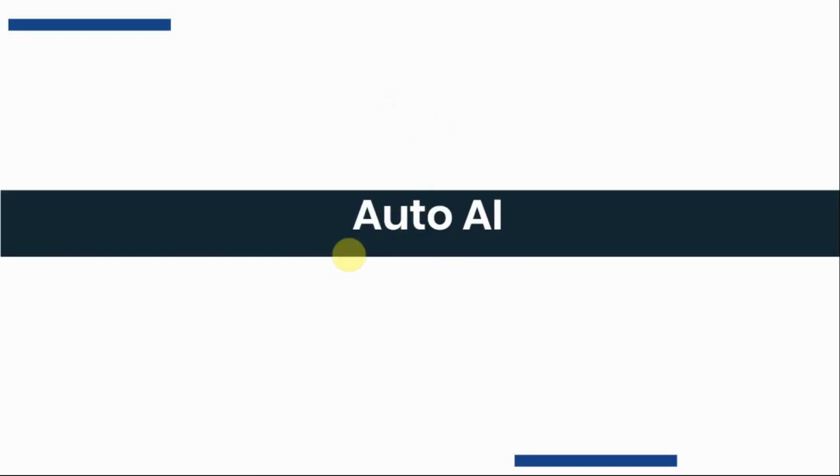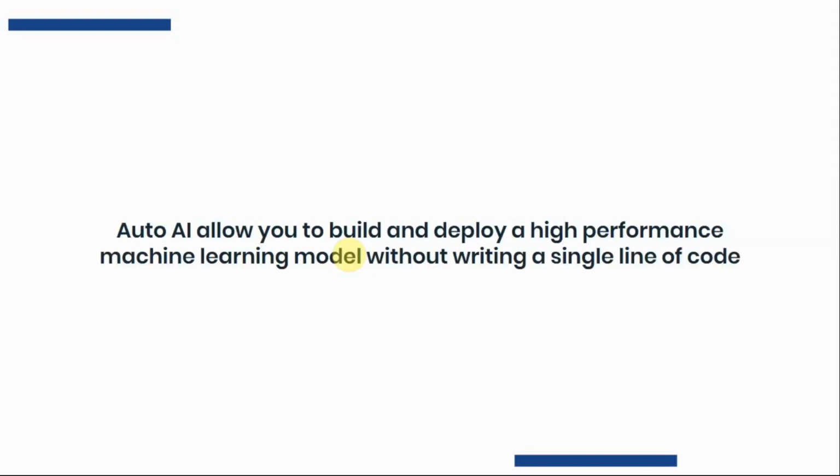a lot of them. Now, IBM Watson Studio has an awesome feature called Auto AI, also known as Automated Artificial Intelligence. Automated Artificial Intelligence helps you build and deploy a high-performance machine learning model without writing any single line of code.